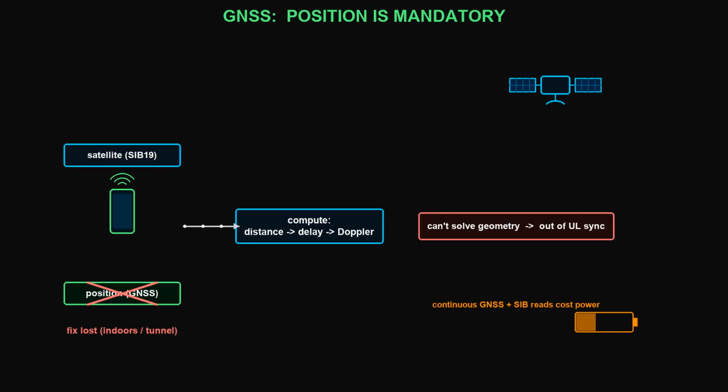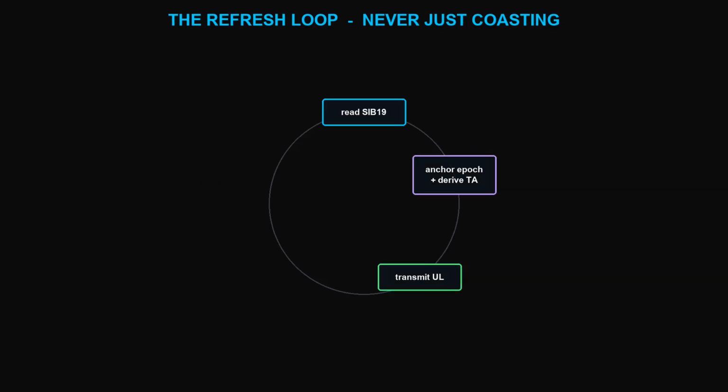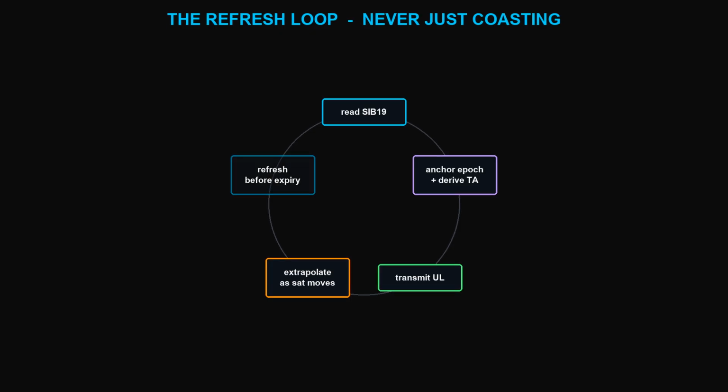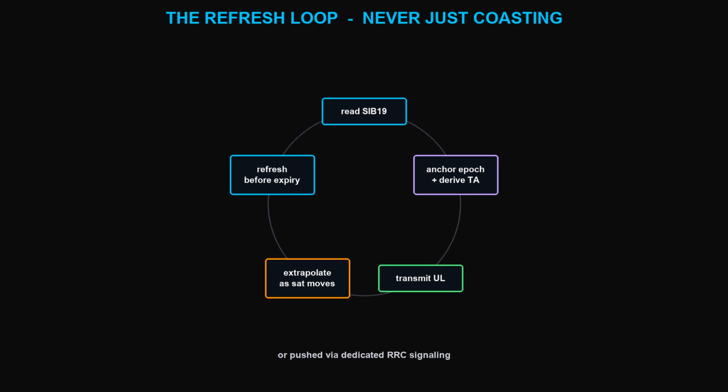Position and time both have to stay valid, so put it all together and you get a loop that never really stops. Your phone reads SIB19 and locks onto the epoch. It derives its timing and frequency and starts transmitting. It keeps extrapolating forward as the satellite moves. Then, before the validity timer runs out, it refreshes, rereading the latest system information, re-anchoring to a new epoch, and continuing seamlessly. The network can also push updated assistance directly through dedicated signaling, not only through the broadcast. Either way, it's a constant cycle of predict, verify, refresh, predict again.